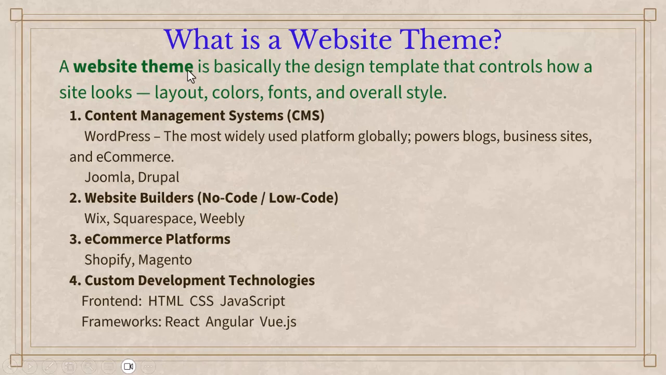A website theme is basically the design template that controls how the site looks: layout, colors, fonts, and overall style. The most commonly used content management system is WordPress, the most widely used platform globally, which powers blogs, business sites, and e-commerce. After WordPress, there are Joomla and Drupal, and some other website builders like Wix, Squarespace, Weebly, and some e-commerce platforms like Shopify and Magento. In some cases, websites are developed using custom technologies like front-end technologies HTML, CSS, or JavaScript, and frameworks like React, Angular, or Vue.js.